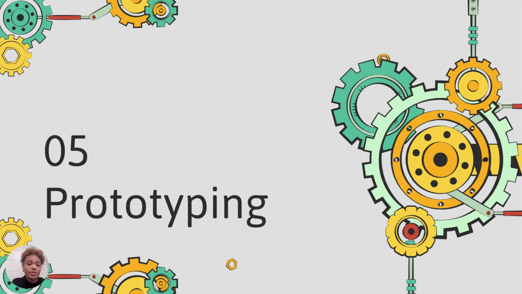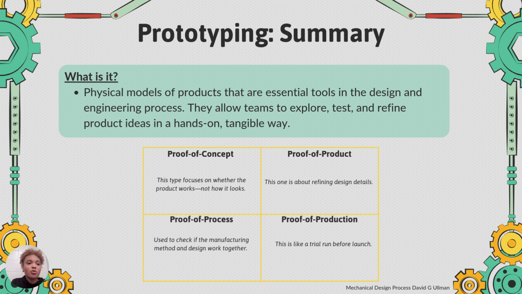Now let's move to prototyping. So, prototypes are physical models of products that are essential tools in the design and engineering process. They allow teams to explore, test, and refine product ideas in a hands-on, tangible way. So, there are four types of prototyping. Proof of concept, which focuses on whether the product works, not how it looks. Proof of product is about refining design details. Proof of process is used to check if manufacturing methods and design work together. And proof of production is like a trial run before the actual launch.